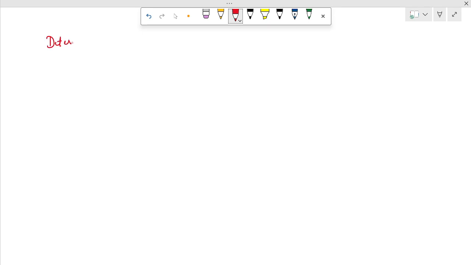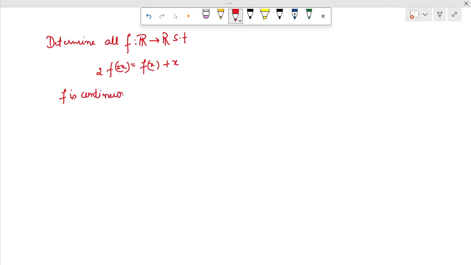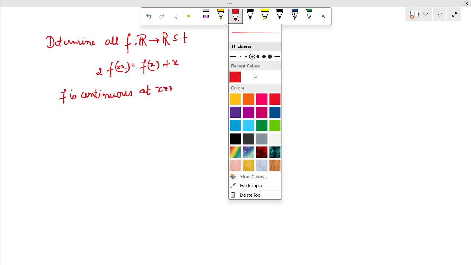So we want to determine all functions from R to R such that 2 times f of 2x is equal to f of x plus x, and f is continuous at 0. We want to find all these functions from R to R.